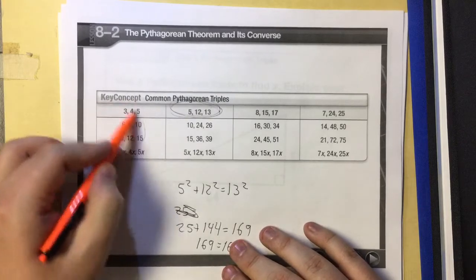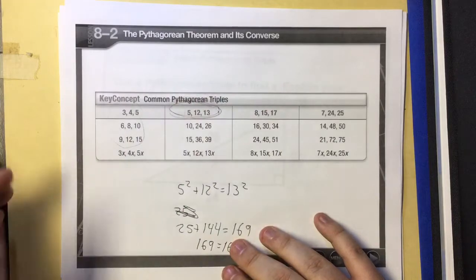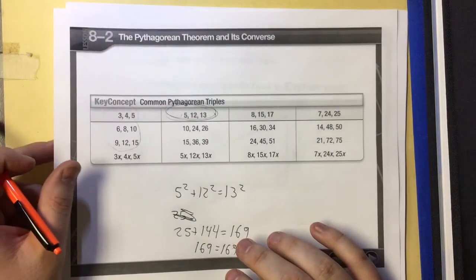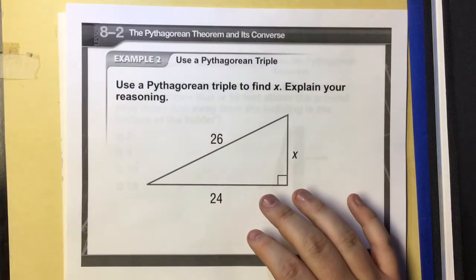So here's just some common examples. Those are all Pythagorean triples, and more Pythagorean triples. That's all there is to it. They have to be numbers that work in the Pythagorean theorem that are just whole numbers, no decimals involved.